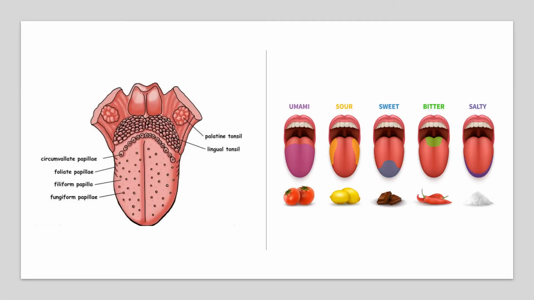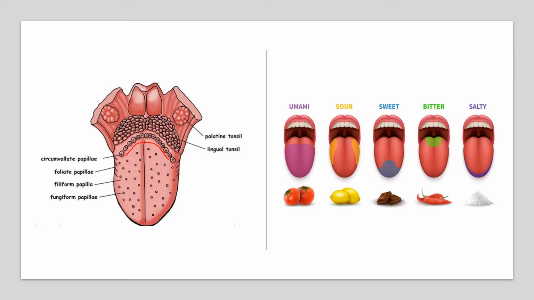Okay? So here, you will see the different types of papillae found on the surface of your tongue. So first, you can see here the fungiform papillae. Okay, and then the filiform papilla. You also have the foliate papillae at the sides, and then you have the circumvallate papillae that borders the anterior and the posterior parts of the tongue. And then you will see the palatine tonsil at the back and your lingual tonsils.